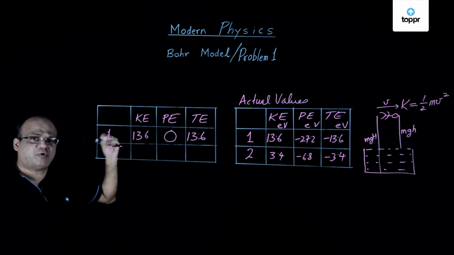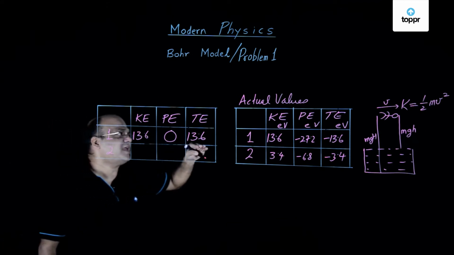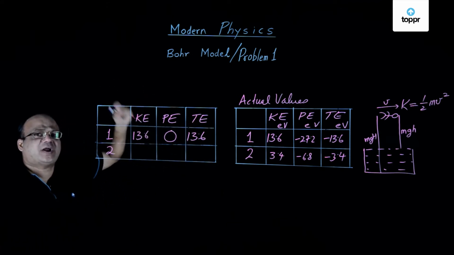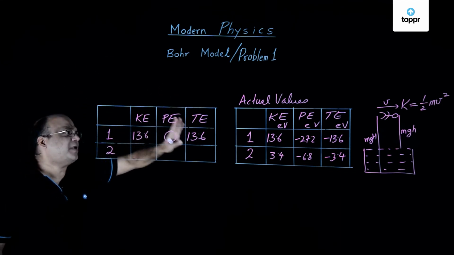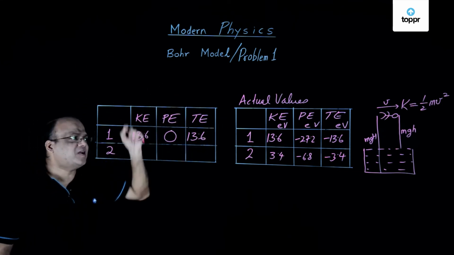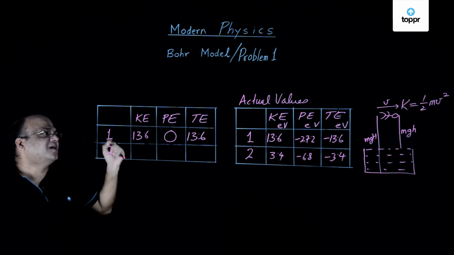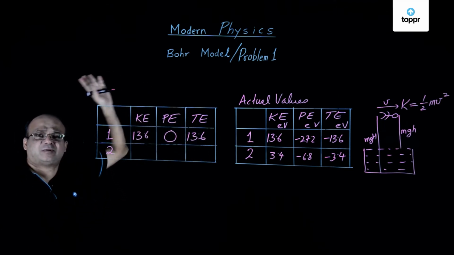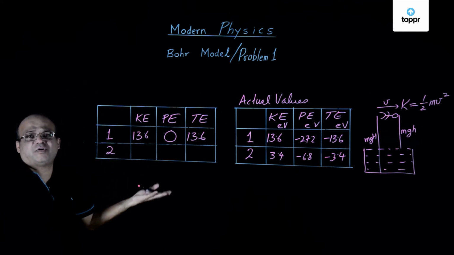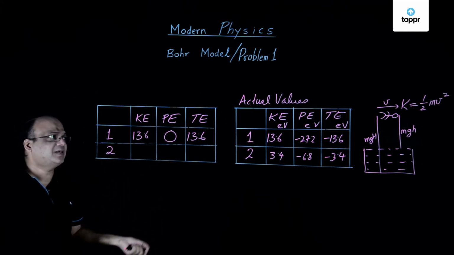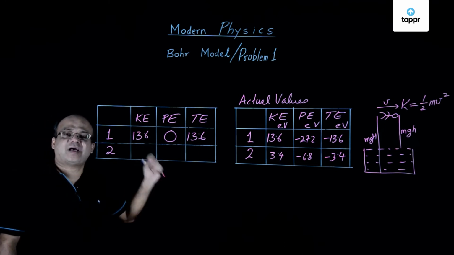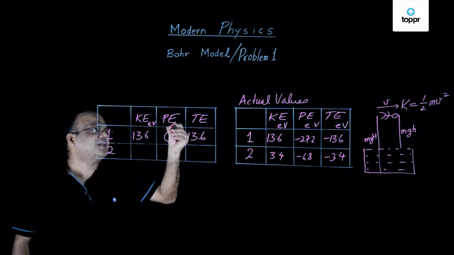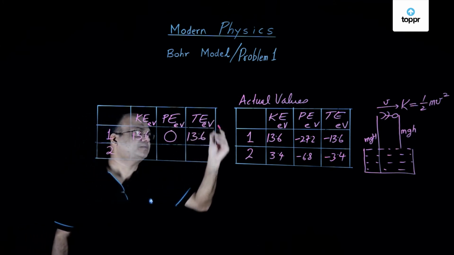That relationship holds true only when we take absolute potential energy values. We take U at infinity to be 0. Then you can apply all those equations. But here you cannot apply. So therefore, the kinetic energy remains unchanged because that depends on velocity, not on where you are measuring potential energy. And total energy is always the sum of kinetic energy and potential energy. All these values anyway are in electron volt.